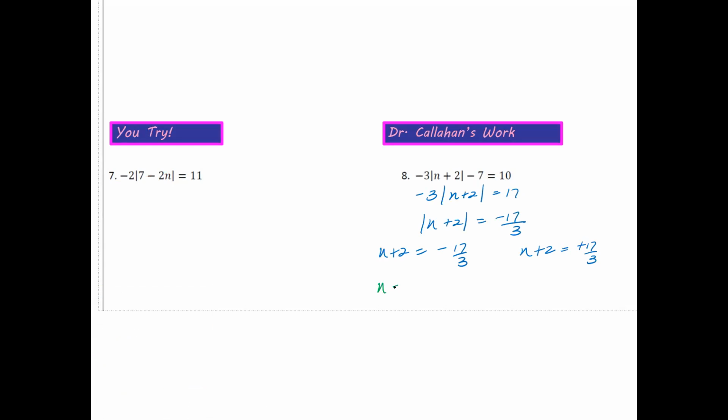Now let's subtract 2 on both sides. If I subtract 2 on both sides, that becomes a 3, that becomes a 6. Combine your like terms. Negative 17 minus 6 is a negative 23 over 3. Similarly here, minus 2 over 1, you're going to have a 3 and a 6 on top. So 17 minus 6 is 11 over 3. And those are your 2 answers.